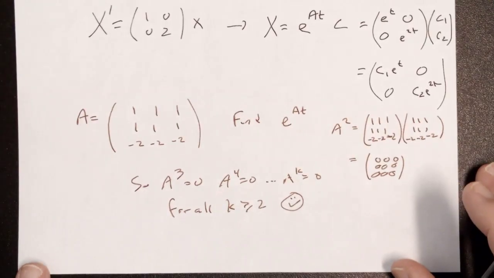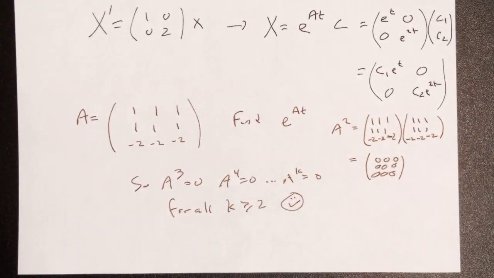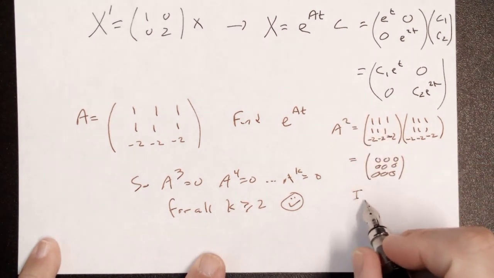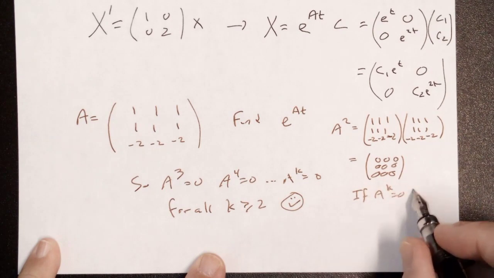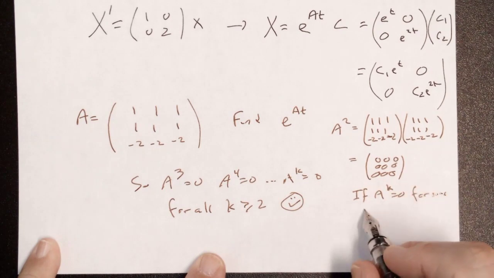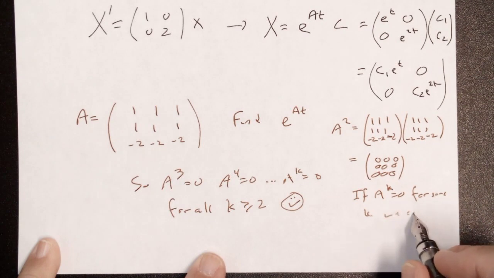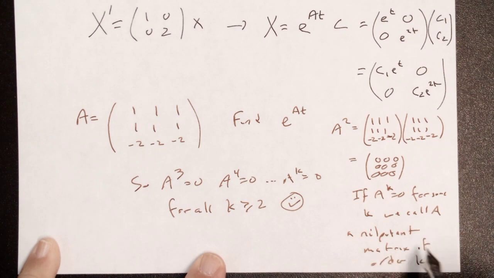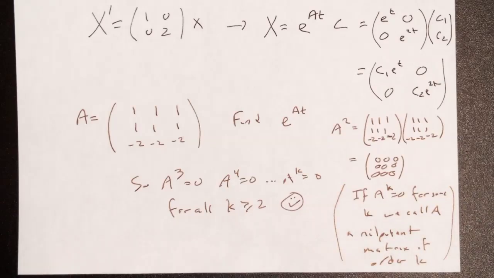Hey, there's a term for this. When you find a power that gives you all zeros, if a to the k equals 0 for some k, we call a nilpotent matrix of order k. So this happens to be nilpotent of order 2. I did the first two and everything else is 0.